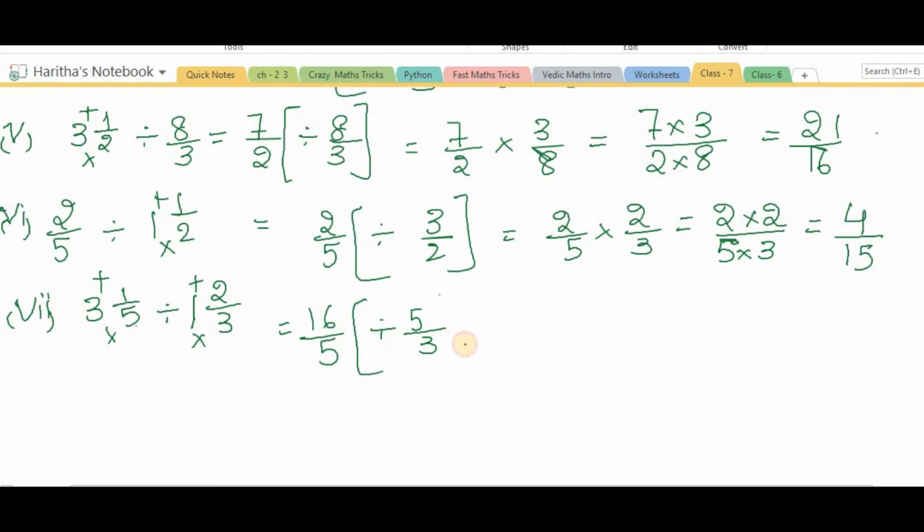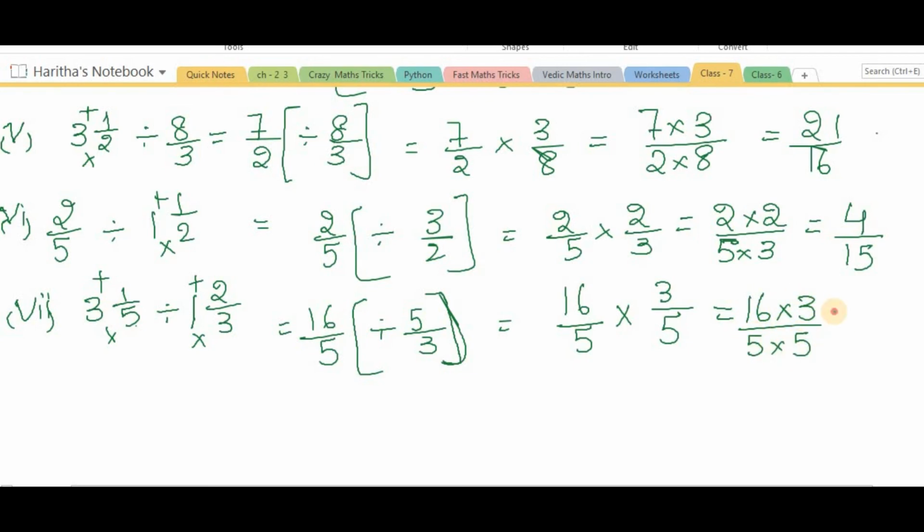Now we have to take the reciprocal of this. So 16/5 into the reciprocal of 5/3, which is 3/5. As there are no cancellations, multiply numerators and denominators. 16 3s are 48, 5 5s are 25.